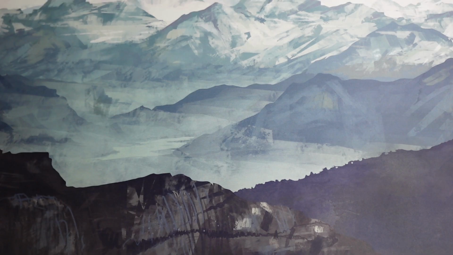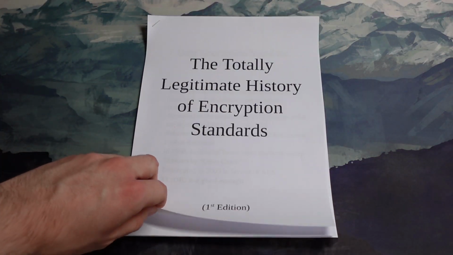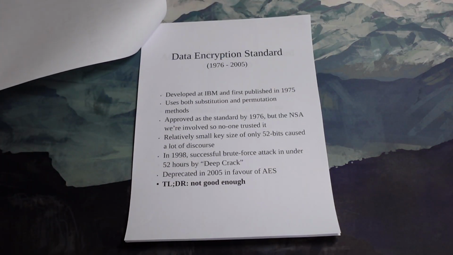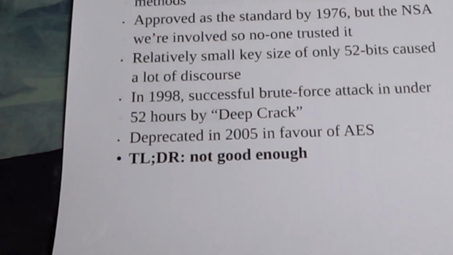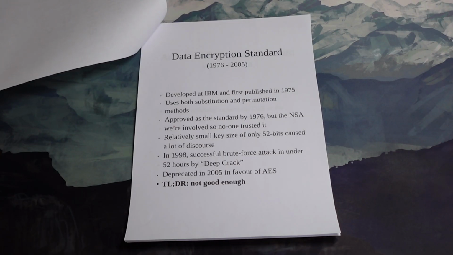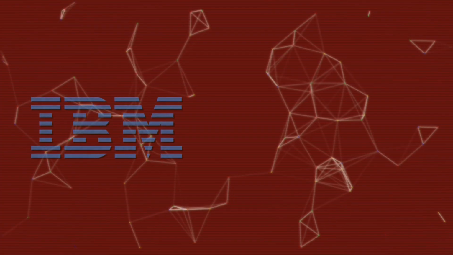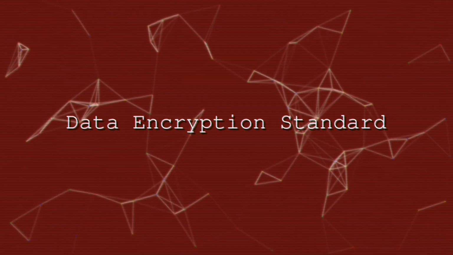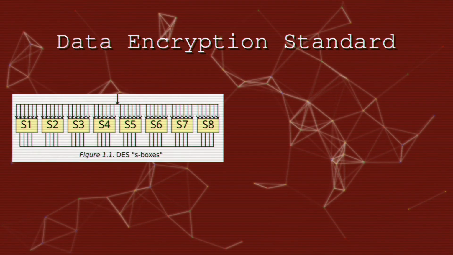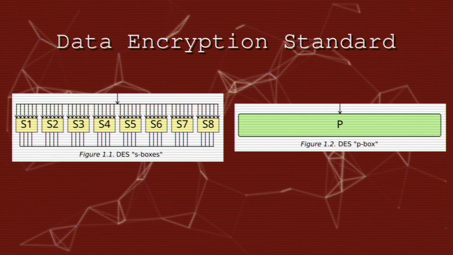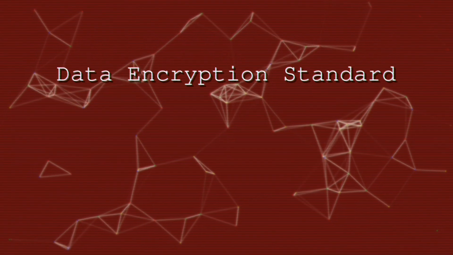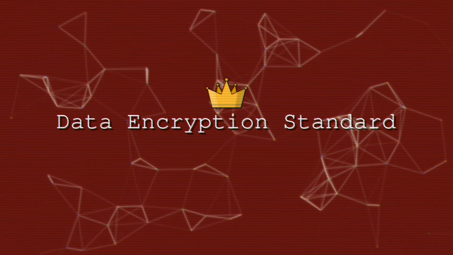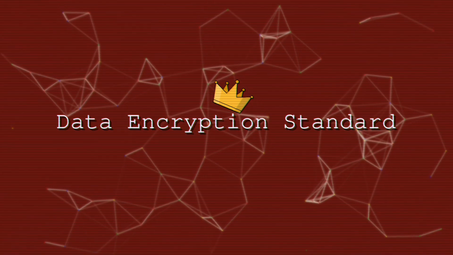This'll work. Ooh, first edition. See, back in the day we had this thing called DES, Data Encryption Standard, until I realized it wasn't very good. Now don't worry, you don't have to read all that, let me spice it up a bit. Developed at IBM way back in the 1970s, DES is a symmetric key algorithm that utilizes both substitution and permutation methods. And by the end of the decade, DES was approved as a standard encryption algorithm, but not without scrutiny.